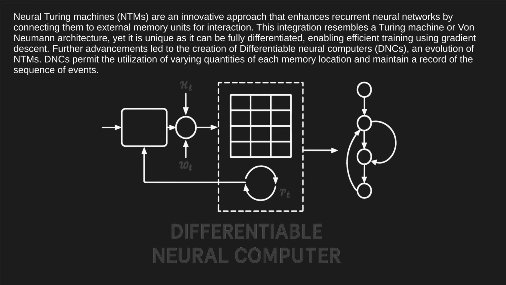Neural Turing machines, NTMs, are an innovative approach that enhances recurrent neural networks by connecting them to external memory units for interaction. This integration resembles a Turing machine or von Neumann architecture, yet it is unique as it can be fully differentiated, enabling efficient training using gradient descent. Further advancements led to the creation of differentiable neural computers, DNCs, an evolution of NTMs. DNCs permit the utilization of varying quantities of each memory location and maintain a record of the sequence of events.